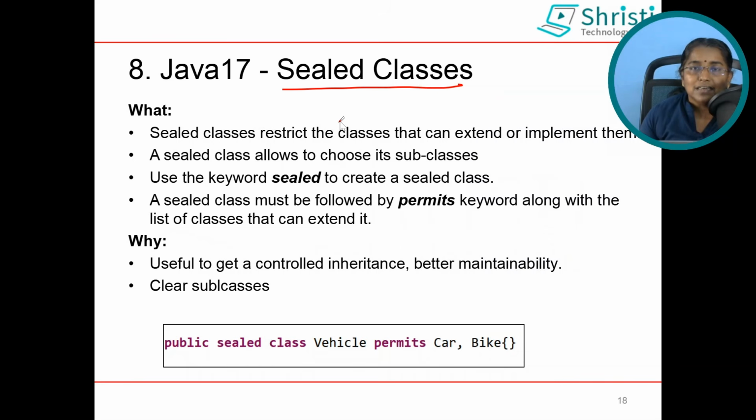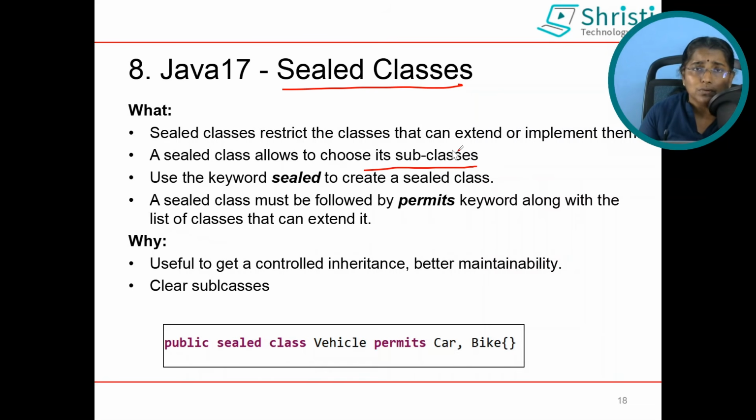Sealed classes restrict the classes that can extend them or implement them, meaning to say that it supports controlled hierarchy. A sealed class chooses its subclasses. Let me explain this with an example. Let's say I have a vehicle class. The moment I create a vehicle class, any class can extend it. It can be bike, car, mobile, product, book, employee, student. Any class can extend the vehicle class where the hierarchy is not proper. I don't want this.